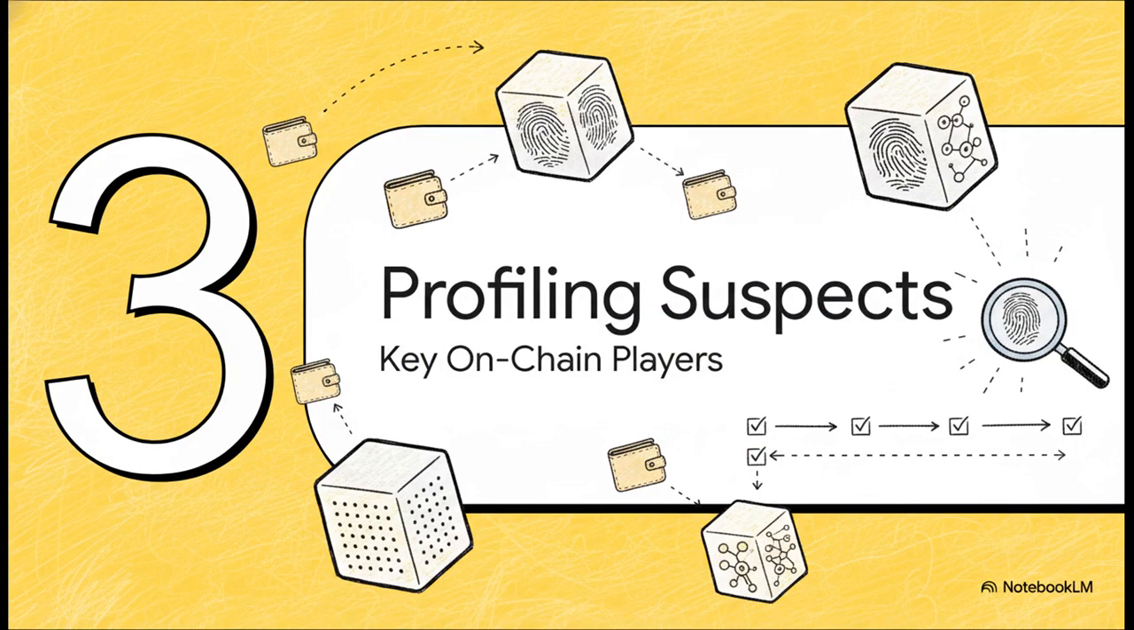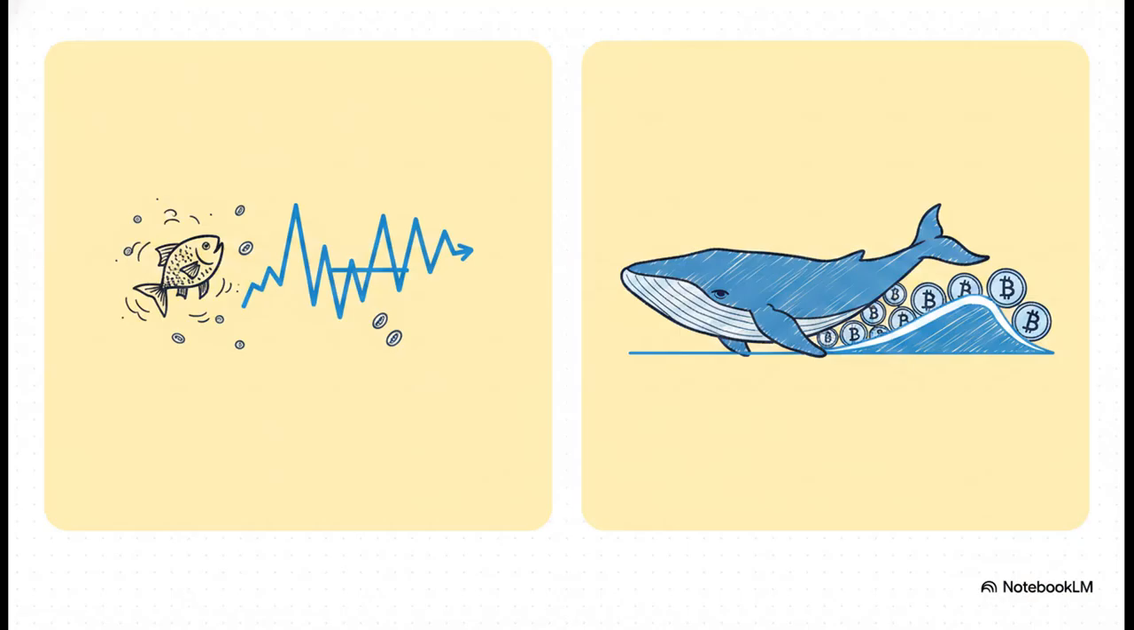Okay, so we know what the evidence looks like. Now it's time to profile the suspects. In this on-chain world, different wallets have their own unique behavioral fingerprints. And learning how to spot them? That's absolutely crucial. So let's start with two of the biggest players you'll see out there, retail versus whales.